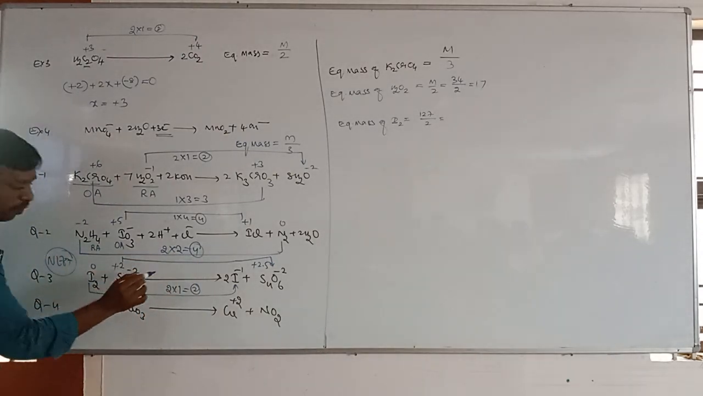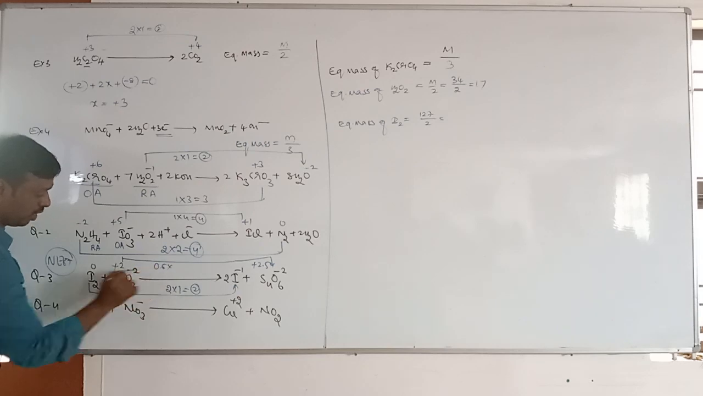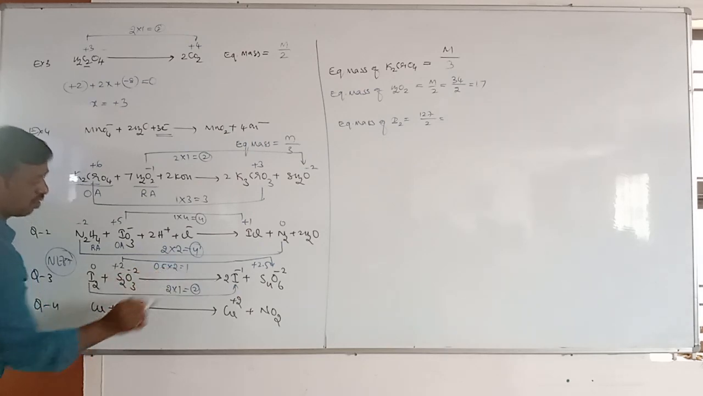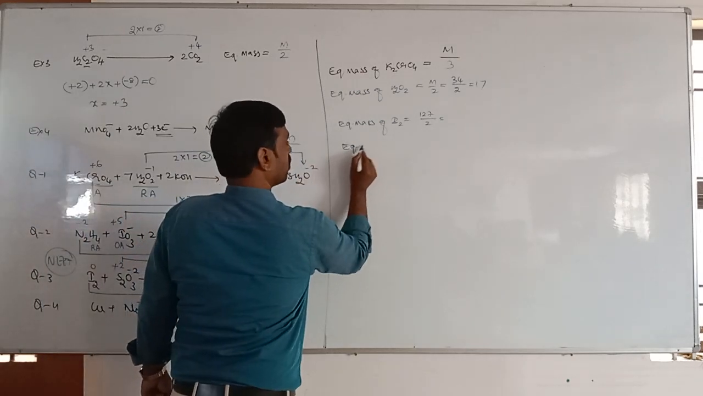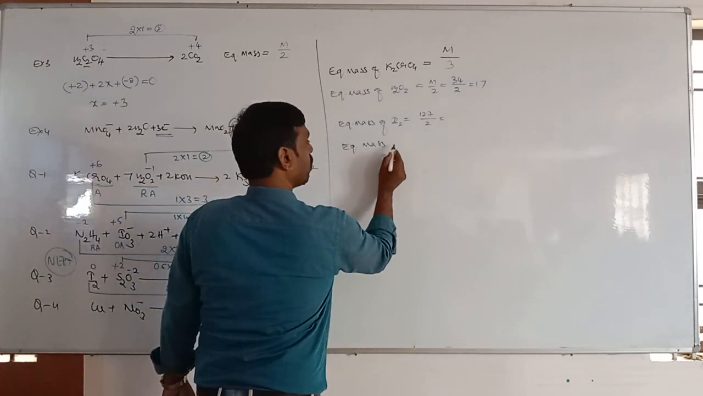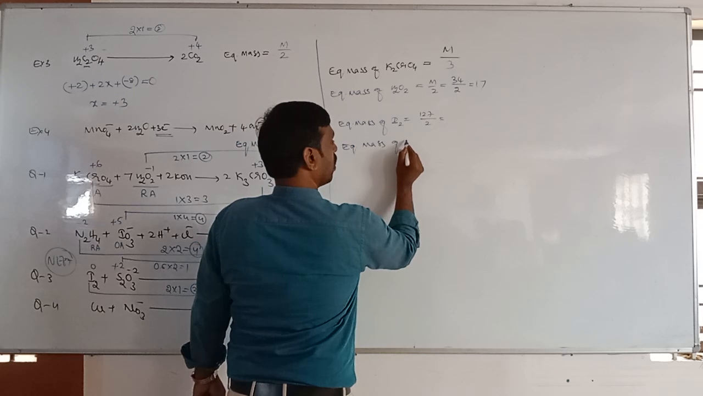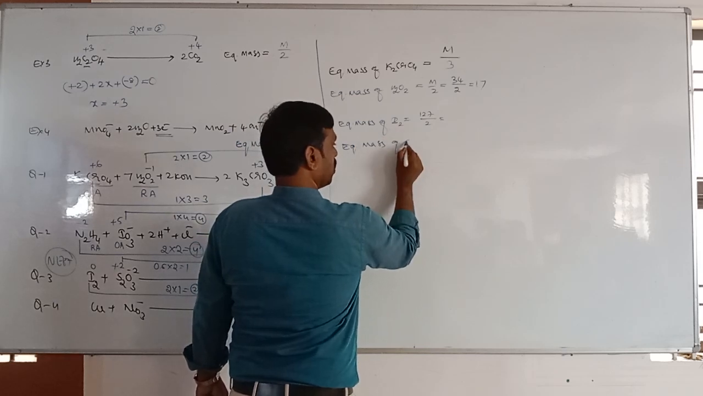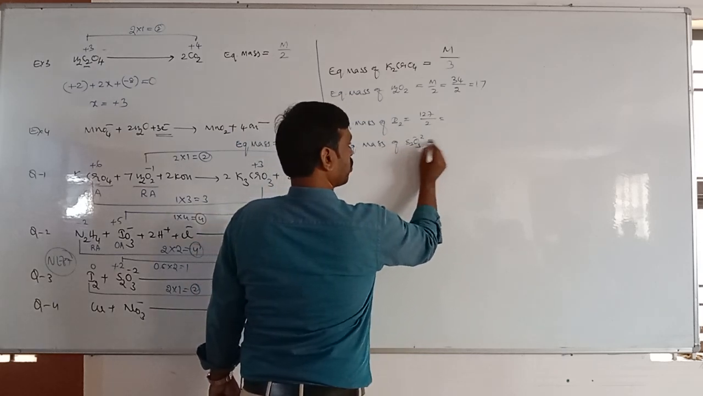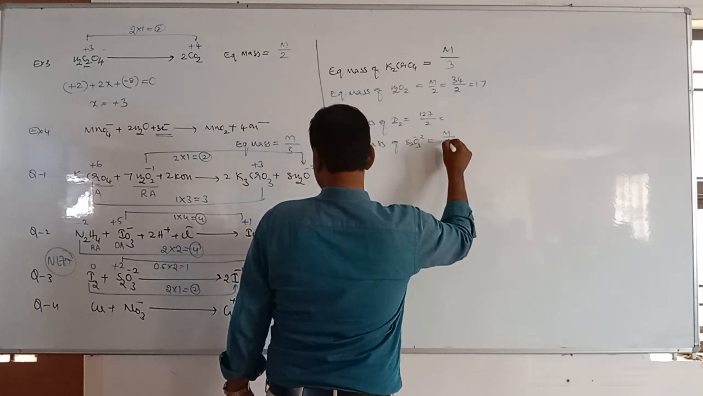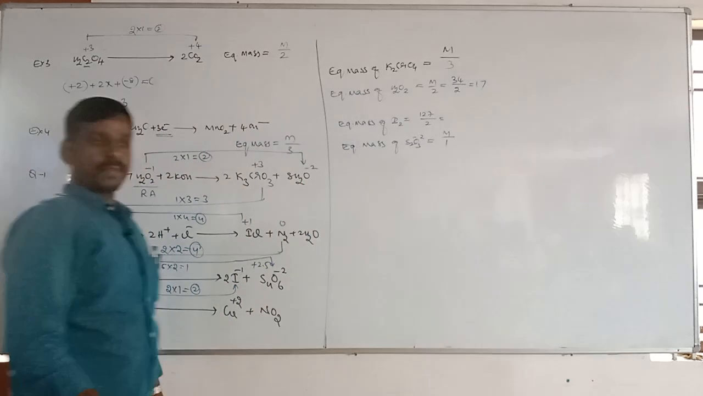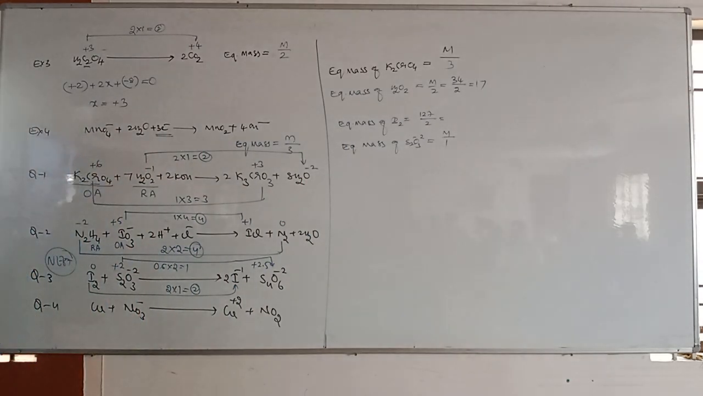2 to 2.5, 0.5 change, right? And there are 2 sulfur, therefore 1. So what is the equivalent mass of hypo? That is S2O3 2-, equal to molar mass by 1, because the n factor of hypo is 1.